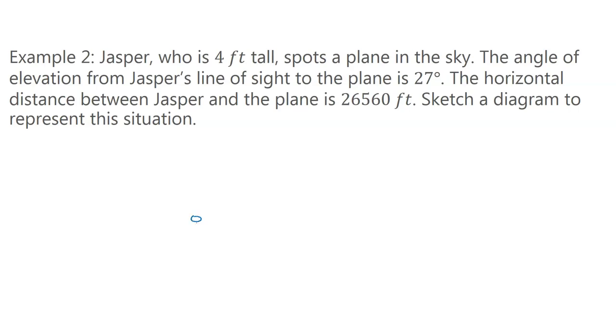Okay, so let's say that this is Jasper here on the ground, and this is the plane in the sky. So Jasper is looking up at the plane, and we'd have to draw a horizontal line as well. So here would be our right triangle. So this angle is 27 degrees. The horizontal distance between Jasper and the plane is 26,560 feet, so that will go there. And we also know that Jasper is 4 feet tall.